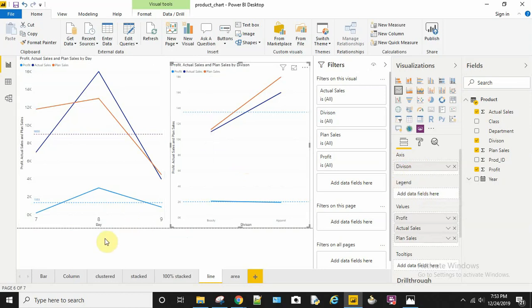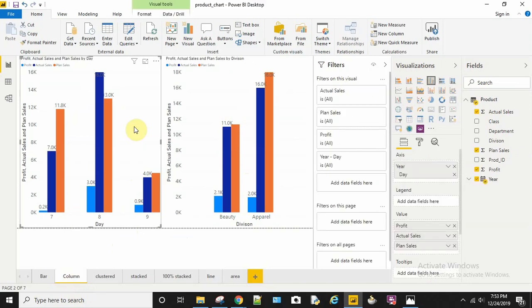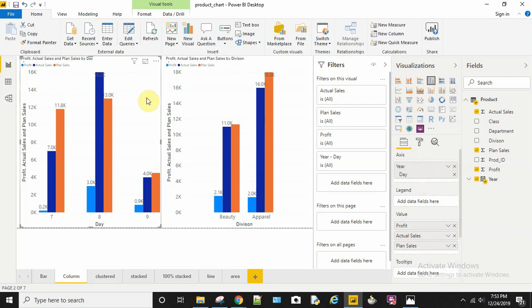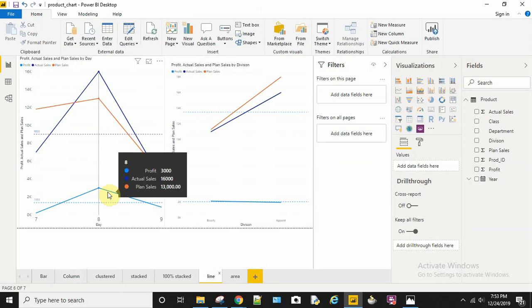So if I go to my column chart, here is my column chart which I have prepared. This is also similar to my line chart, which has the same three values and the axis. The other also has the same values across division axis. So what's the difference between these? So as you can notice, a column chart is good for representing individual values, but a line chart is good for representing the trend or the entire changes across the category or the time intervals.